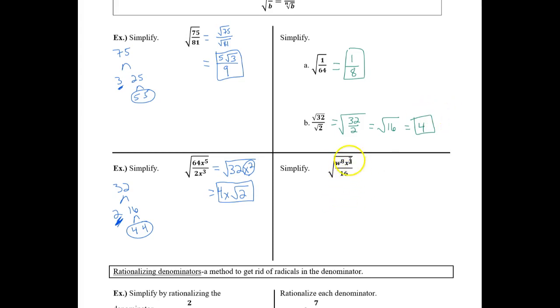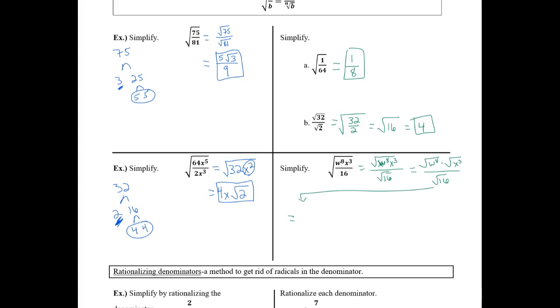Versus here in this next example, there's really nothing here I can simplify. There's no common factors, so we break it up using the quotient rule amongst the numerator and denominator. And then we can actually break it up even further using the product rule. So W to the 8th, take the square root of that, take the square root of x cubed, and the square root of 16. Bring all that down here.